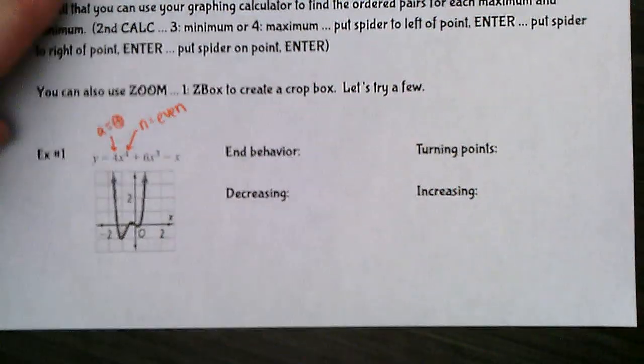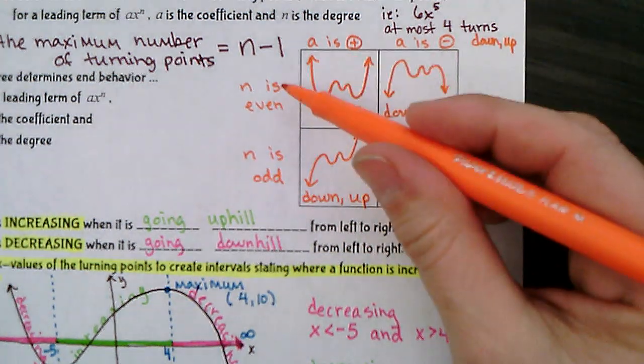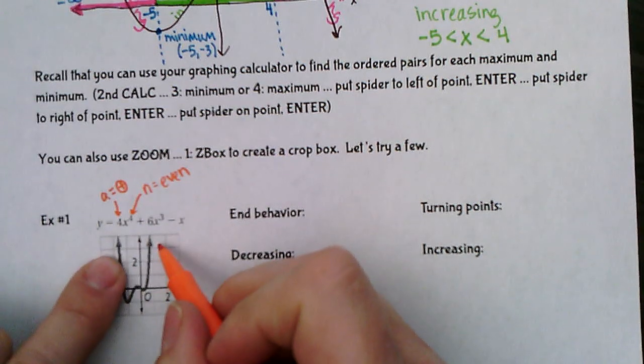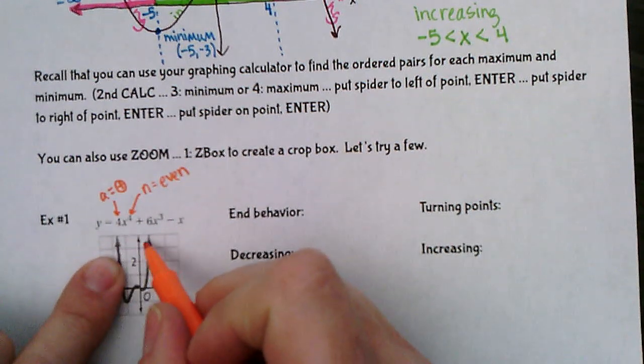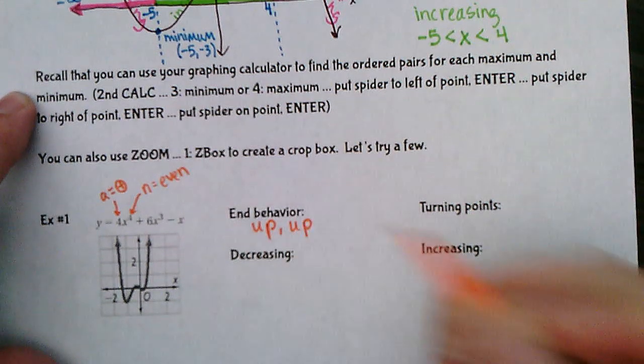So then for the time being, you can refer to your chart up here. If our leading coefficient is positive and our degree is even, our ends go up and up, which you can see from the graph. The left end is going up, the right end is going up. So our end behavior is up, up.